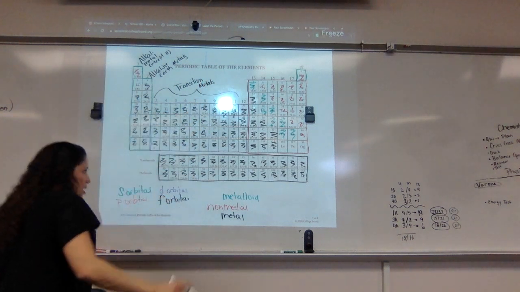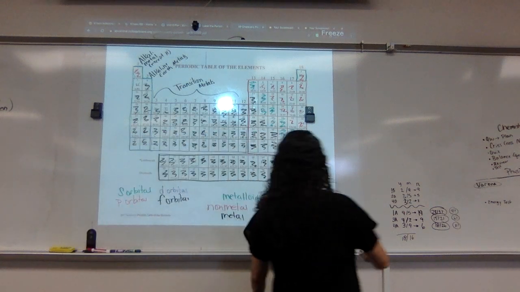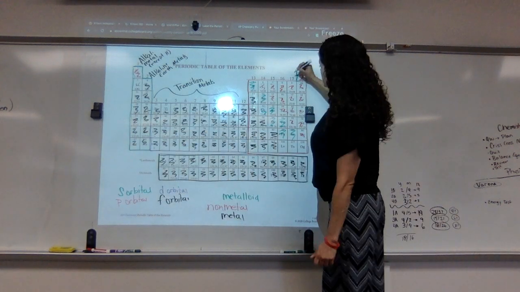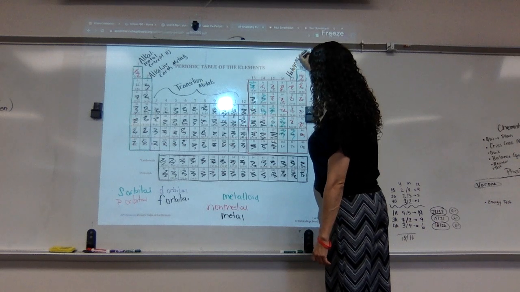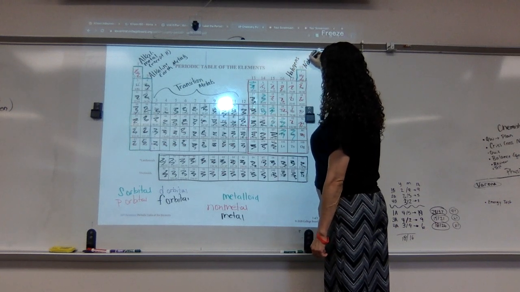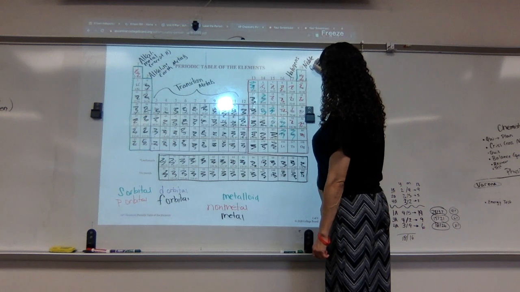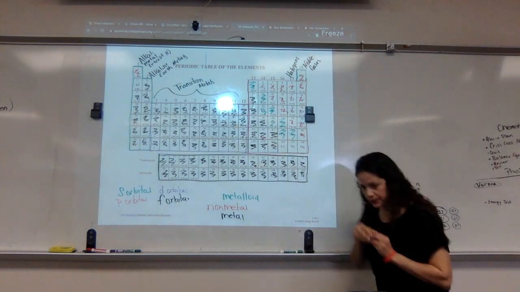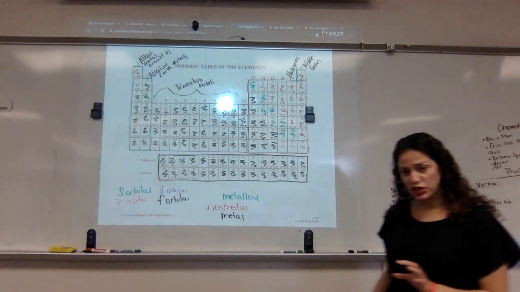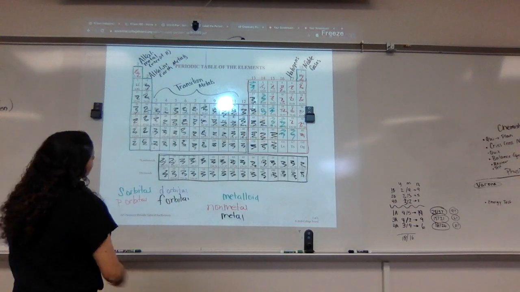I'm going to jump all the way over here to group 17, and these guys are known as my halogens. And group 18 are my noble gases. All right, so those are my family names. We're going to put the oxidation charges on there as well.